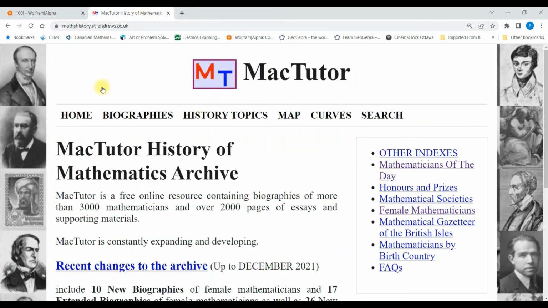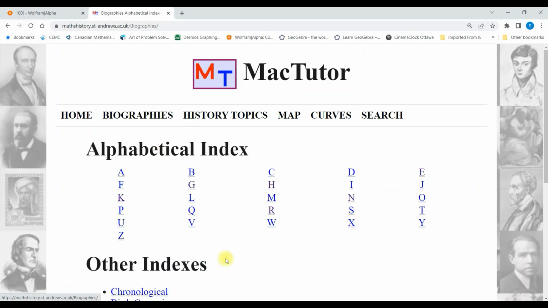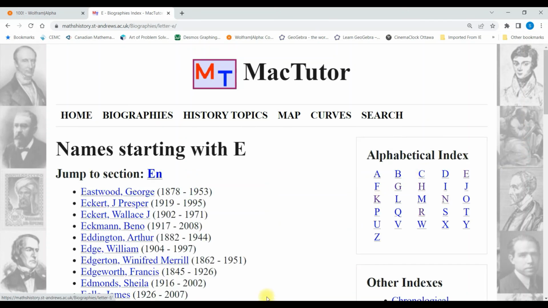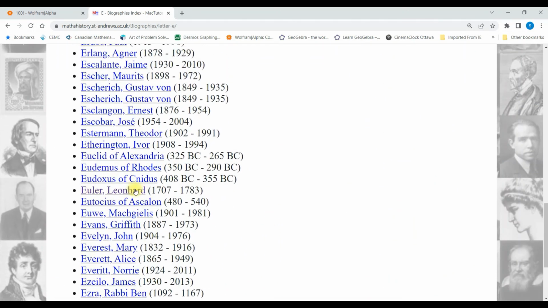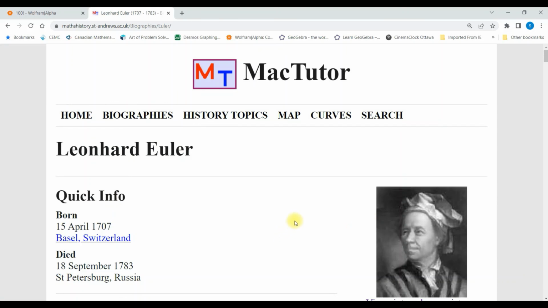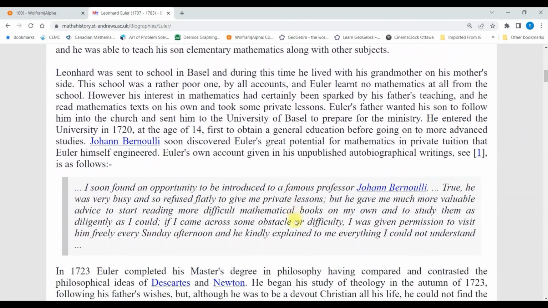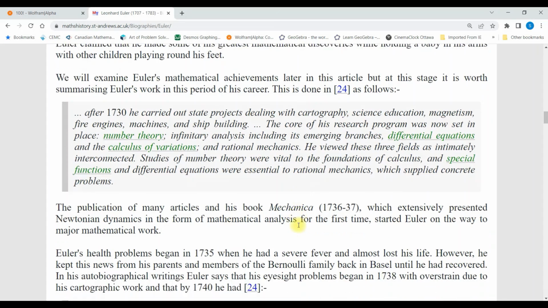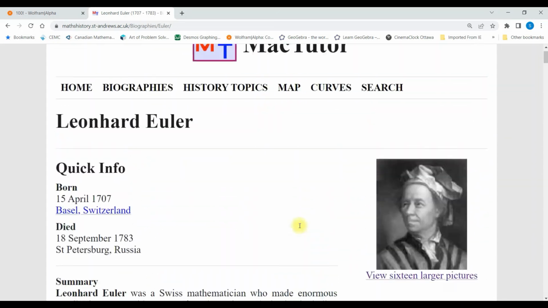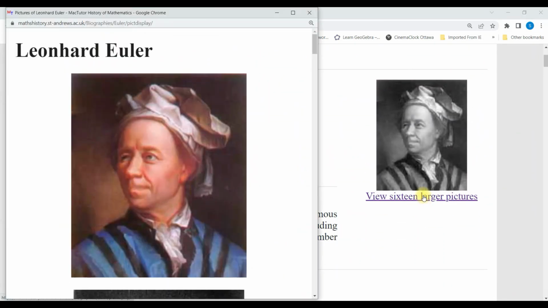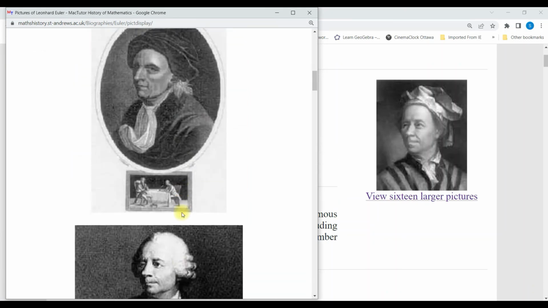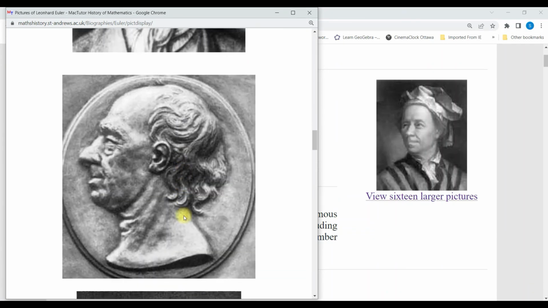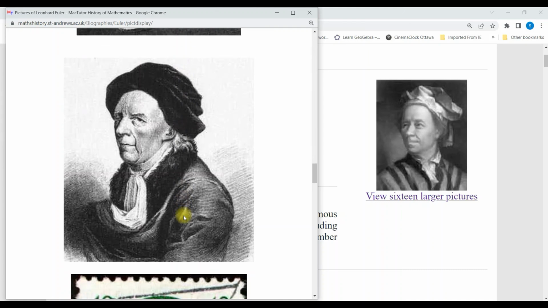Another one is the MacTutor History of Mathematics. In the history, you'll find all kinds of biographies of mathematicians. For instance, one of my favorite is Leonhard Euler. You'll get a nice history on Euler, talking about his work and so on, as well as seeing a whole bunch of different pictures of him. Some of them might even look a little bit familiar.